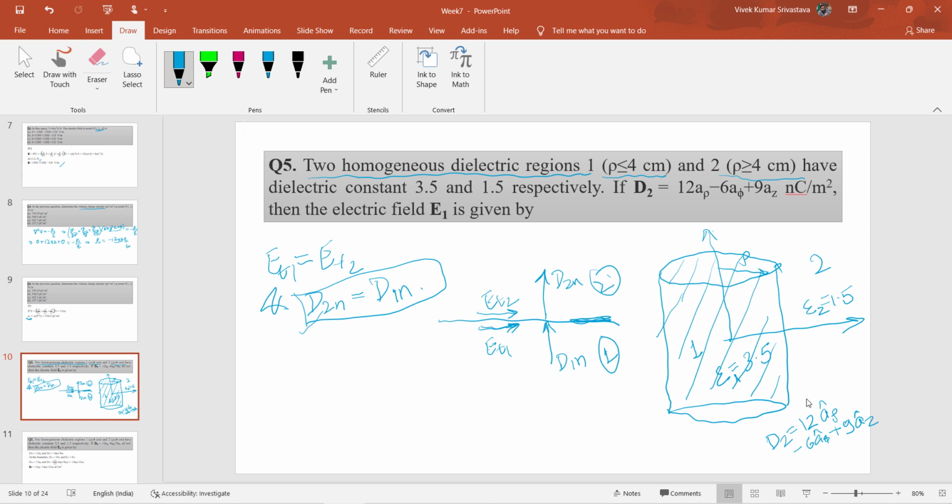If surface charge were present, the equation would be n dot (D2 minus D1) equals rho s, and then you would have to apply this equation instead. But in this question, as it is not mentioned that any surface charge is present, we can directly use this expression.